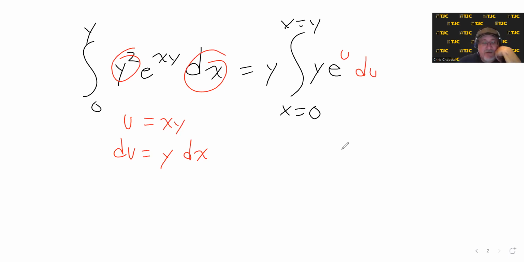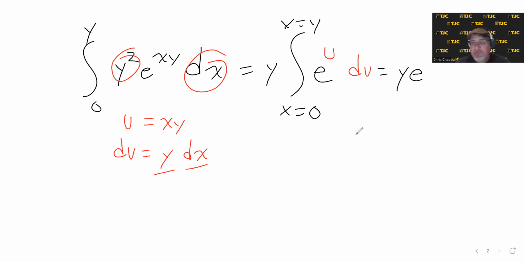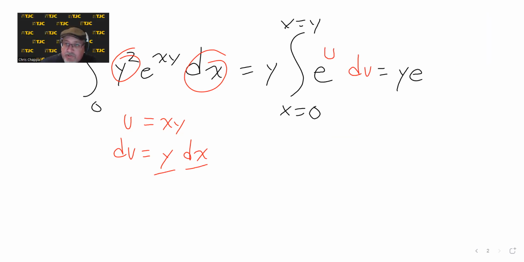Wait a second. I botched that up a little bit. Let's fix that. Okay, we pull off one of the y's. We have e to the u. And the other y from the y squared gets packaged with the dx to make the du. Okay. All right, so the antiderivative will be y e to the u, but u is just holding the place of xy, so we'll bring that back in. And we are going from x equals 0 to x equals y.